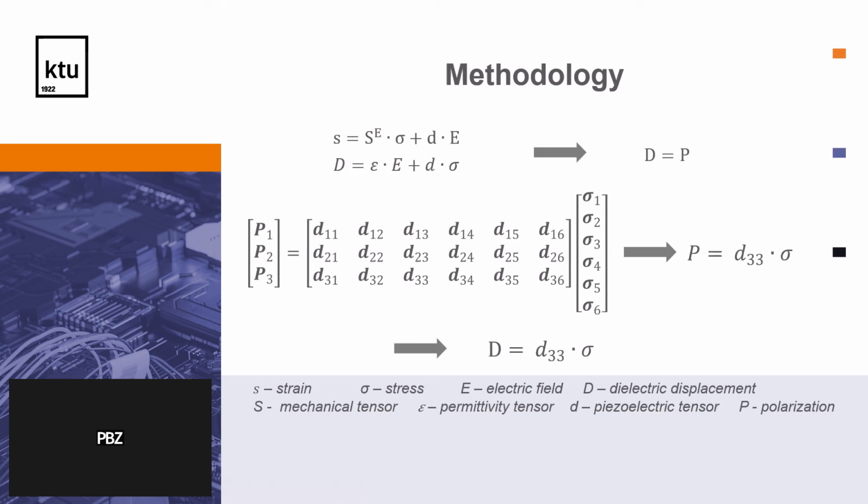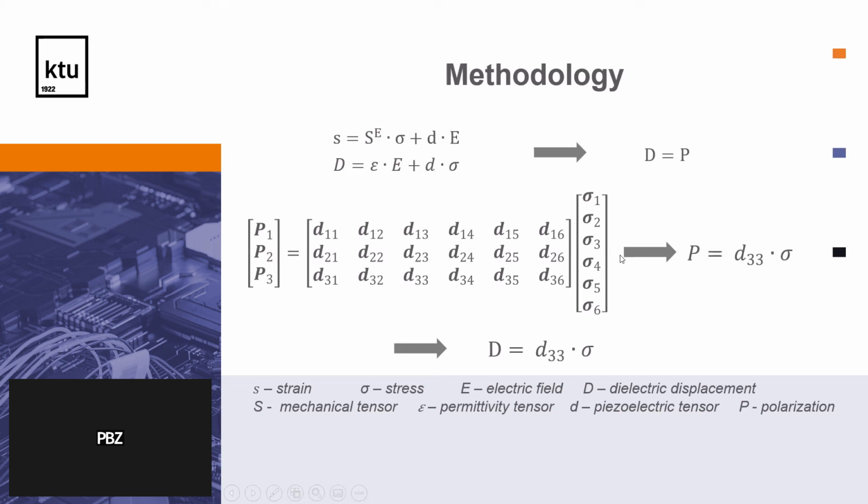These two are the constitutive equations of PVDF piezoelectricity. The piezoelectric effect originates from induced polarization, which is also used for energy harvesting. In that condition, there's no electric field, so we can get the equation D equals P. As the piezoelectric effect is orientation dependent, an equation expressed like this can be found.